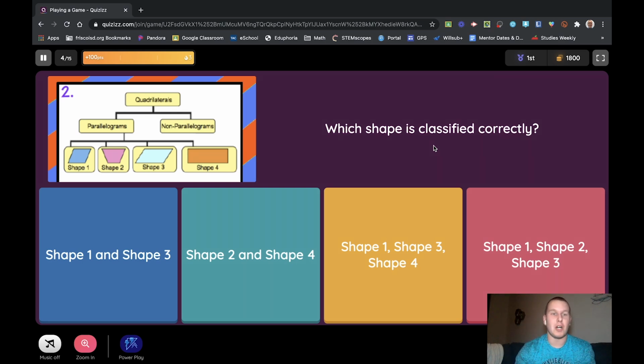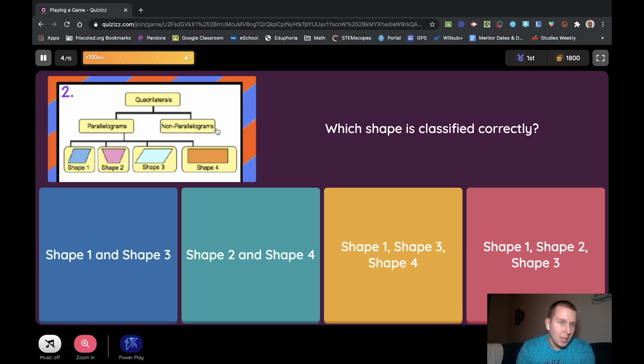So let's look at the flow chart, okay? We've got quadrilaterals at the top, so it seems like everything that falls under it is going to be a 4-sided shape. They're split into non-parallelograms and parallelograms. It looks like we have nothing under non-parallelograms. And there are things that are not parallelograms that can still be considered a quadrilateral, which is a trapezoid. So kind of weird that that's that, but let's take a look.